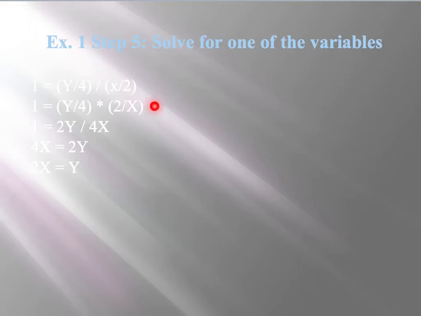And then we could reduce this situation down to 1 is equal to 2y over 4x, or 4x is equal to 2y. Once you have 4x equals 2y, you need to solve for one of these variables. It doesn't matter which one you do, but here we're going to pick to solve for y. So we divide out the 2 from the y, and that gives us 2x is equal to y.